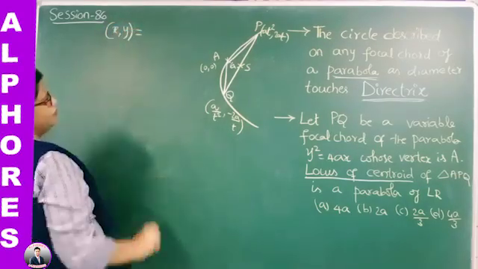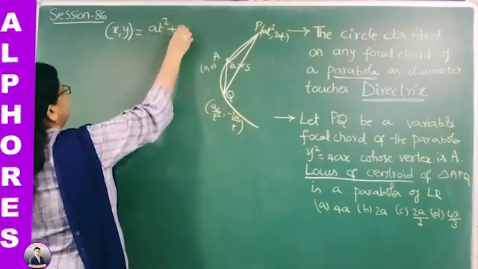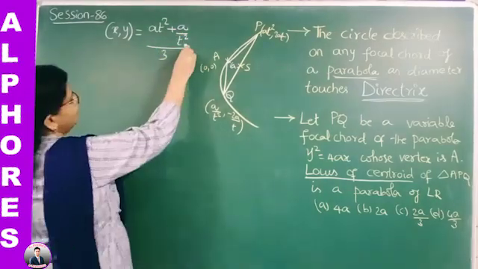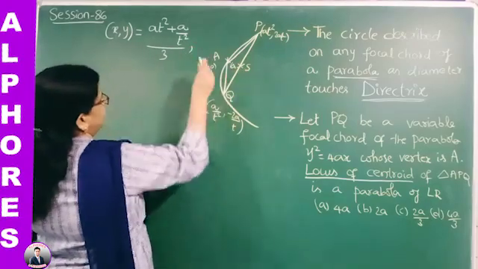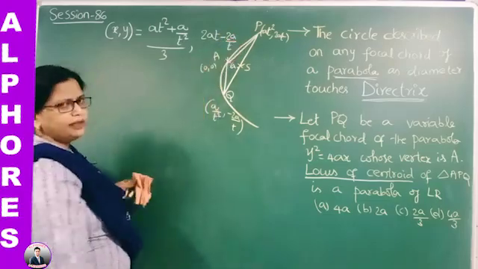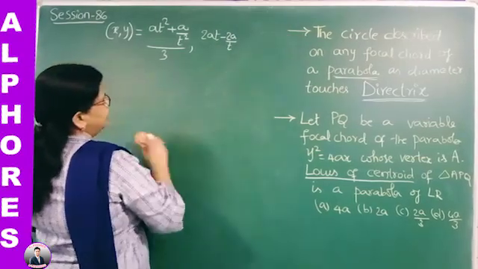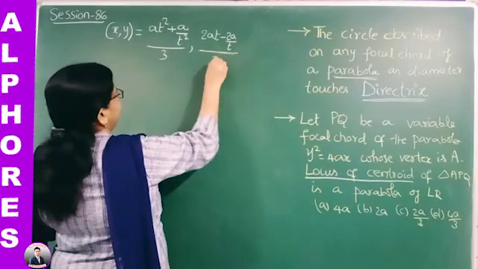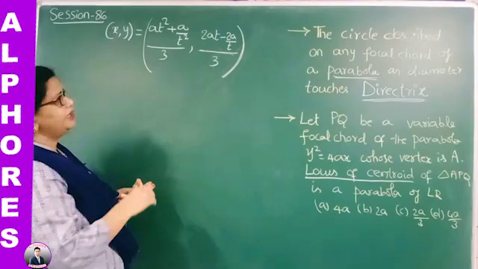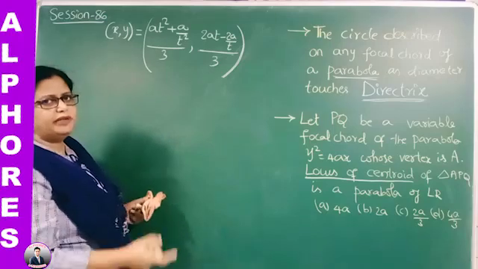Then what about the centroid formula? It is (at square plus a by t square) divided by 3, 0 is there, so plus 0 by 3, and for the other coordinate, 2at minus 2a by t, divided by 3. So that is our other value. Now what is the parameter? t is our parameter, so we need to eliminate this parameter. By eliminating the parameter you can obtain the locus. That means now onwards the problem is nothing but elimination of t.